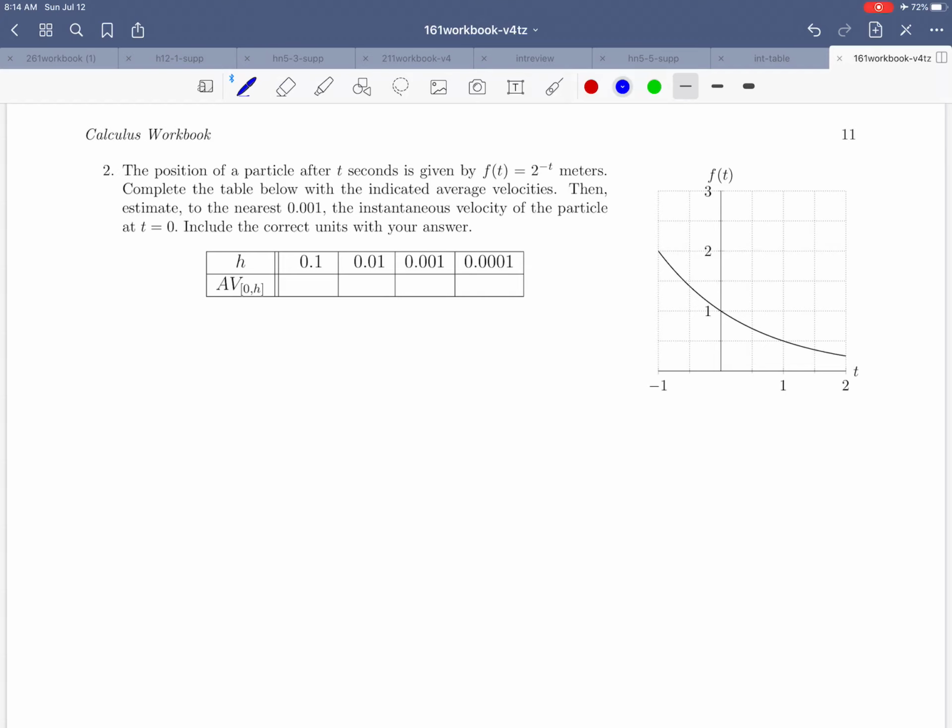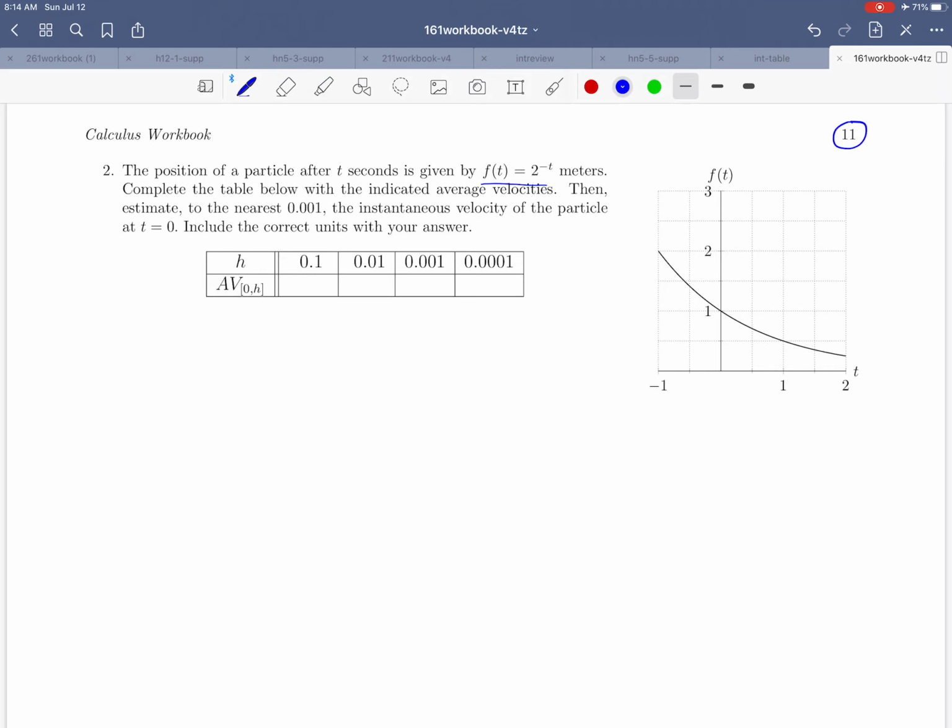Hello everybody, and welcome to exercise 2 on page 11 of the workbook. Let's read this problem together. They're giving us the position of a particle after t seconds, telling us that it's given by the function f of t equals 2 to the negative t meters. And they'd like us to complete the table below with the indicated average velocities. Then after we do that, estimate the instantaneous velocity at t equals 0.